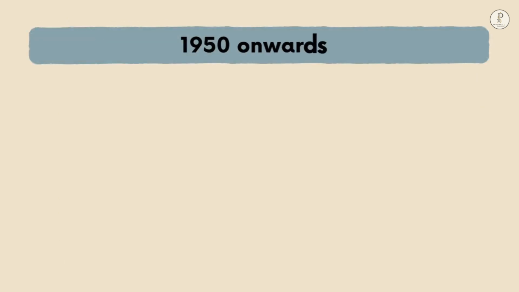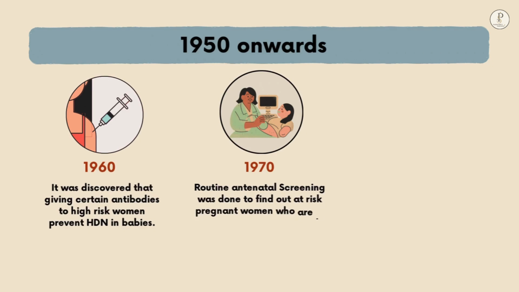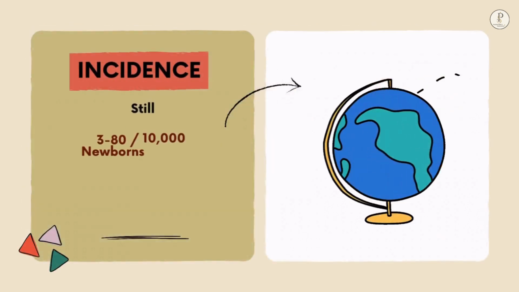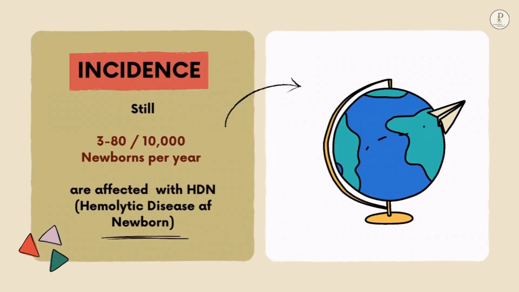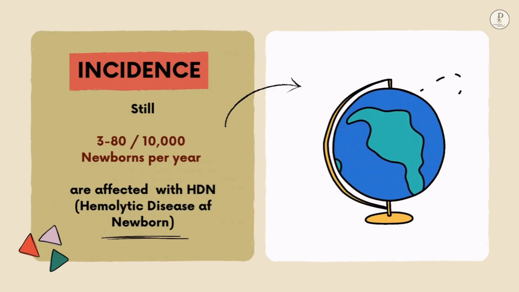In 1960, it was discovered that giving certain antibodies to high-risk pregnant women prevents HDN in babies. In 1970, routine antenatal screening was done to find out at-risk pregnant women who need preventive treatment. Afterwards, the incidence of HDN causing fetal and antenatal demise has reduced significantly. Still, 3 to 80 out of every 10,000 newborns are affected per year with hemolytic disease of the newborn.